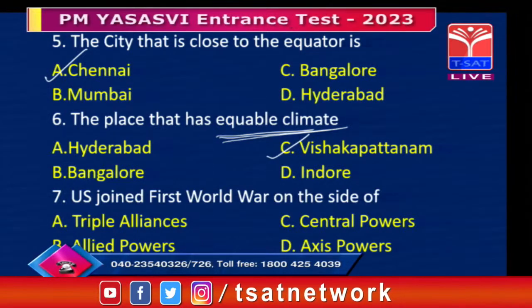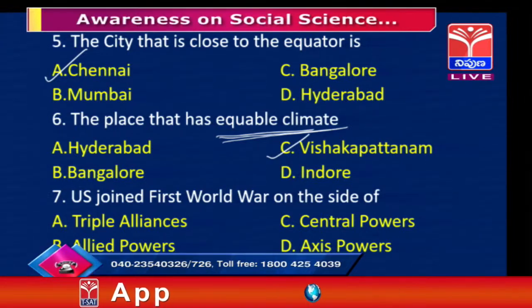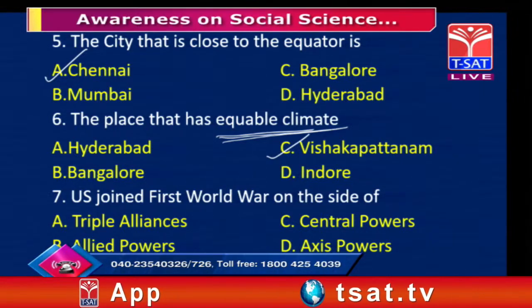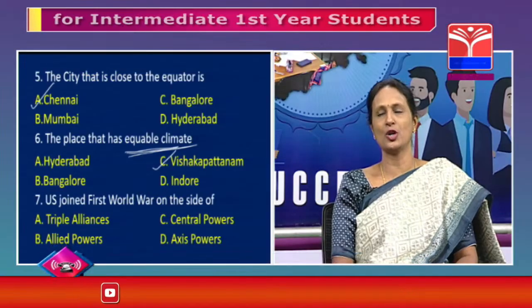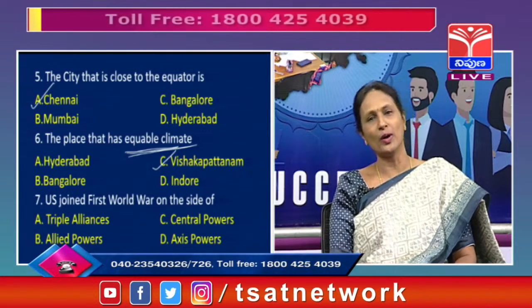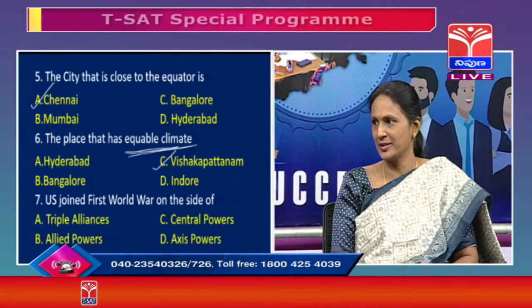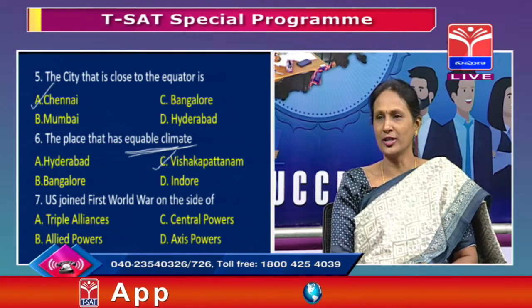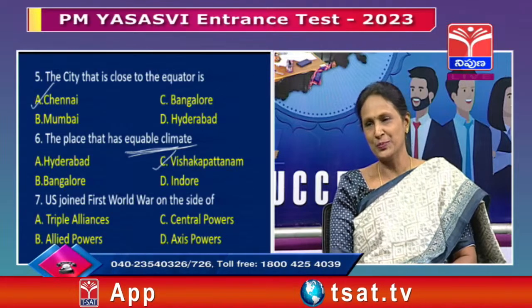Here you see that the countries are not given. If the countries are given, then it will be very easy for the children to identify. Here children should know that we have many causes for the outbreak of the war, either the First World War or the Second World War. One of the causes for the outbreak of the World War is the secret alliances. So the child should understand what secret alliances are, which group it is, to answer this question.